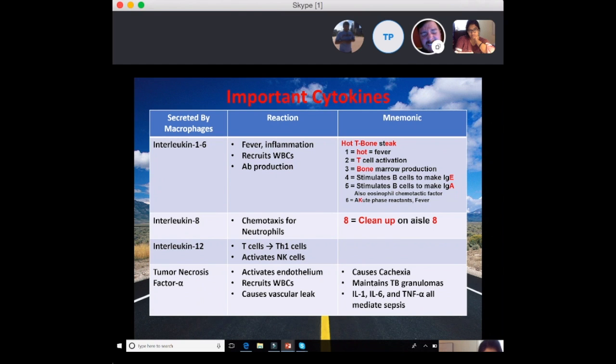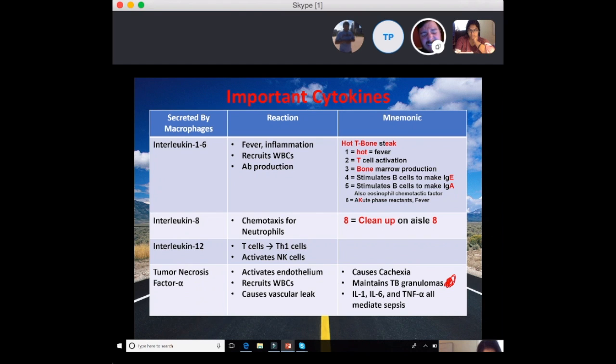So TNF alpha is also important in maintaining the granulomas in tuberculosis. That's why when you put someone on a TNF inhibitor, you have to check their PPD and see if they have any latent tuberculosis. This is important in maintaining the latency of TB granulomas.